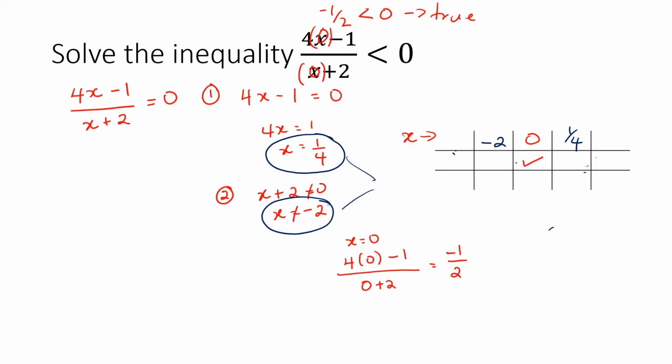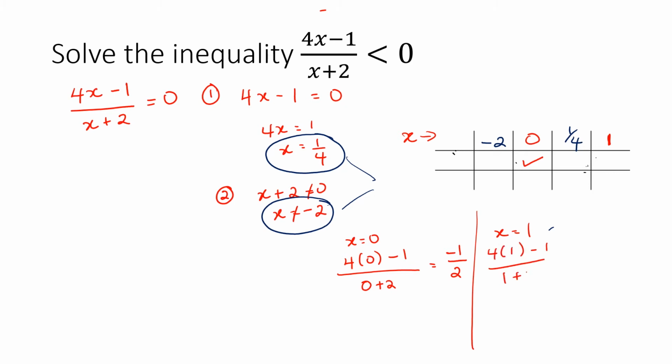Next one. Let us look for a number that is greater than 1/4. That would be the lovely number 1. So now we substitute when x equals 1. We say 4 times 1 minus 1 over 1 plus 2, which is 4 minus 1 is 3, over 3, and that is equal to 1. Is 1 less than 0? No, that is not true. So this is not satisfied.